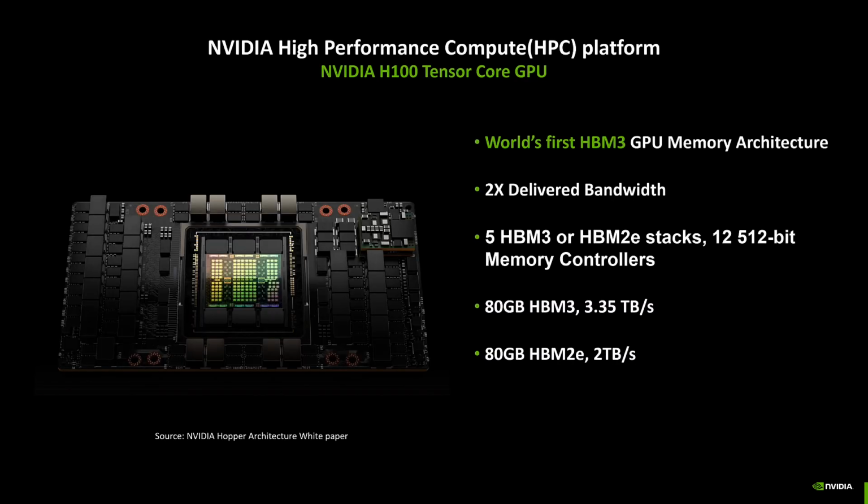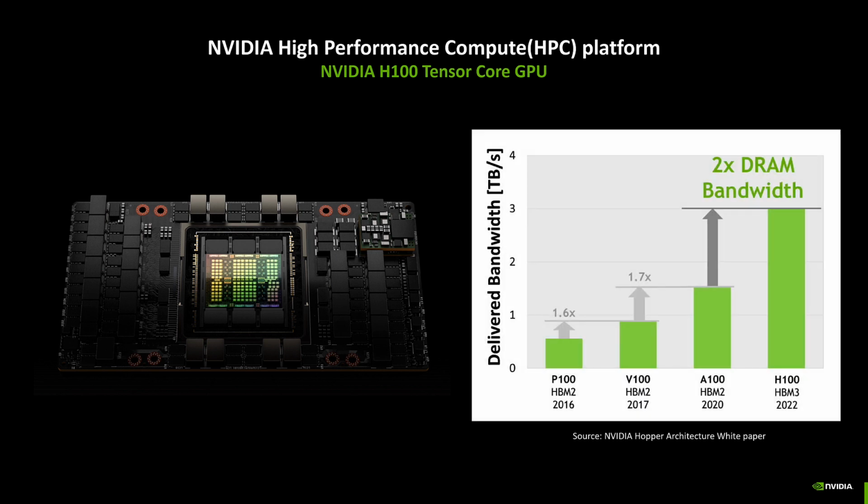So this is our Nvidia H100 Tensor Core GPU. It can support 80 gigabyte of HBM3, and the memory bandwidth is about 3.35 terabytes per second. It also supports HBM2E with a memory bandwidth of 2 terabytes per second.